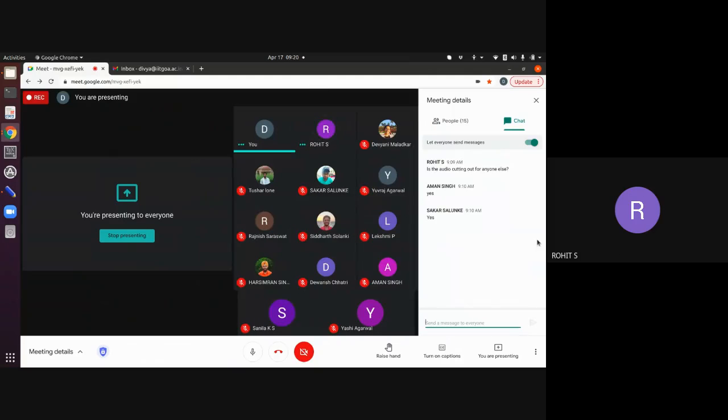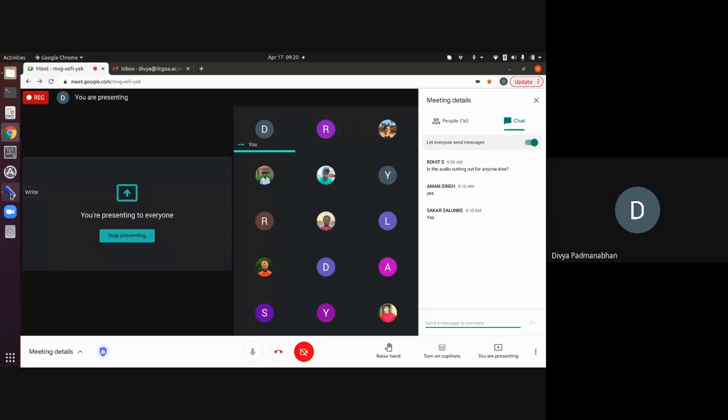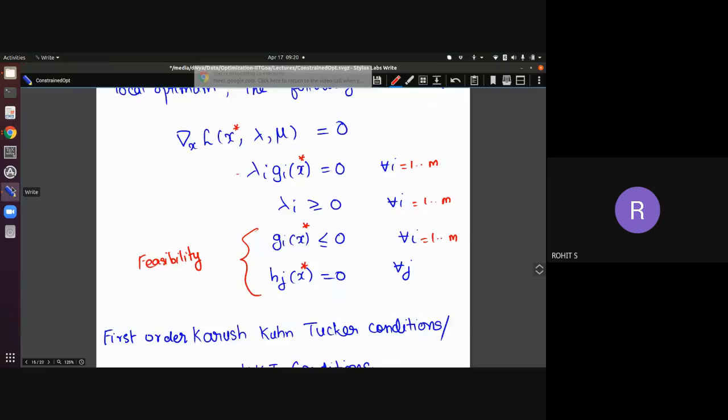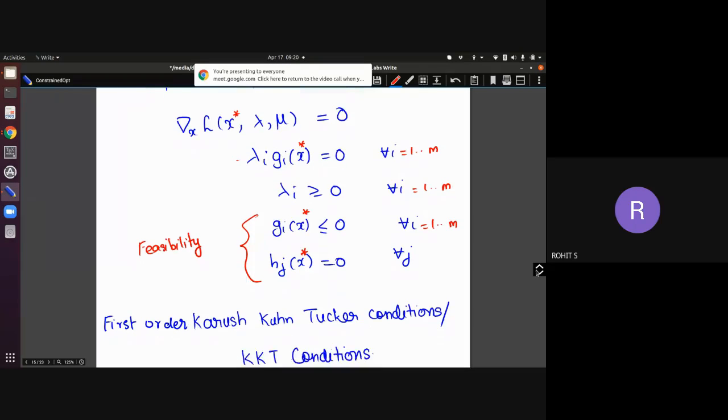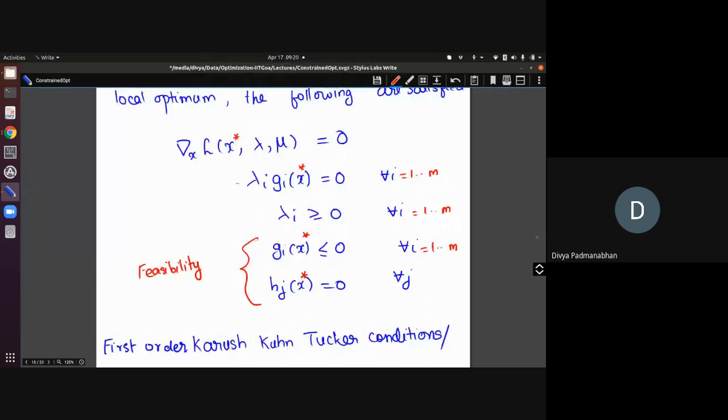No, it's fine. If a point is not a regular point, how do we check if it is optimal? Yeah, for that there is really no condition that we can tell in this manner. So that is an issue. That really cannot guarantee. So these work only for regular points.